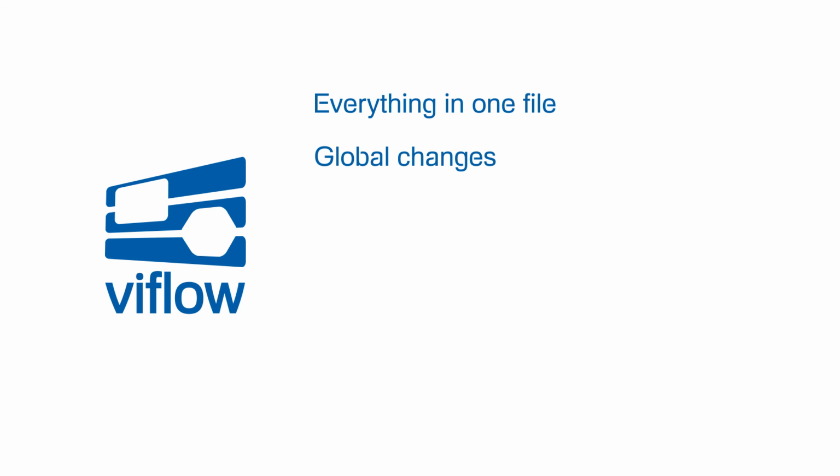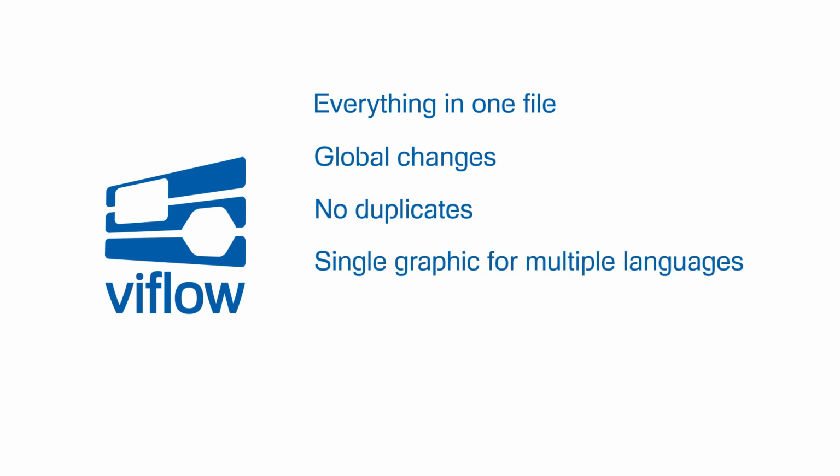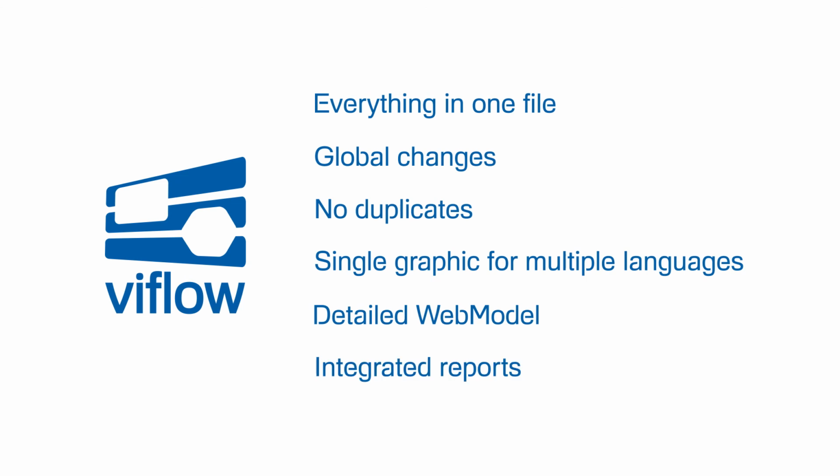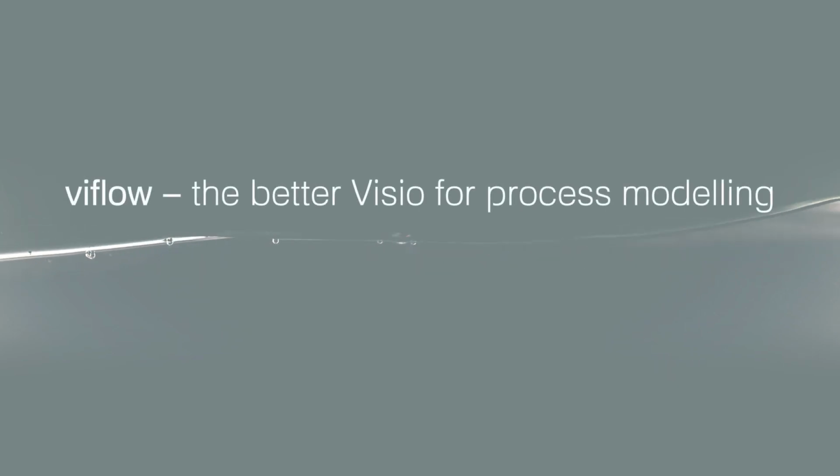In conclusion, when you use viflow with Visio, everything is in one process database. You can make global changes to objects. No duplicates will be created. You have a single graphic for numerous languages. You have a detailed web model, and you can create reports. viflow increases efficiency, improves modeling time, and reduces errors and omissions. viflow, the better Visio for process modeling.